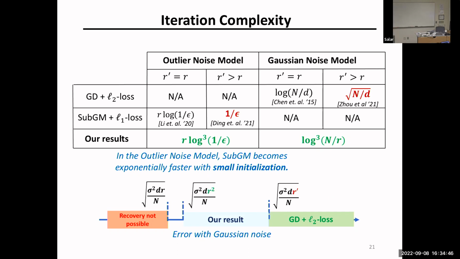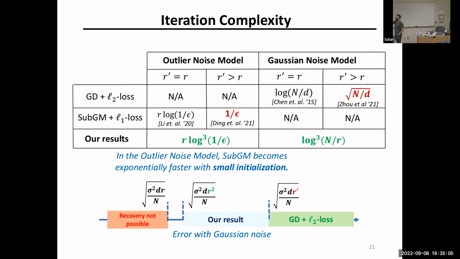We show that subgradient method with a small initialization on L1 loss has an error that is higher than this lower bound by at most a factor of square root of r. Okay, and that is for the Gaussian noise, obviously.